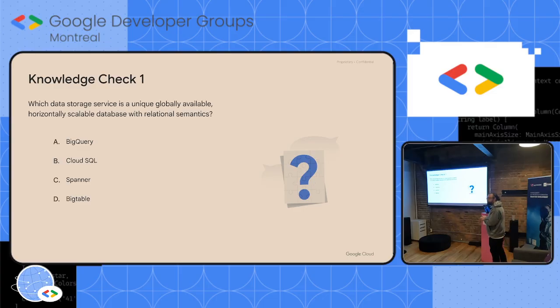So whenever we see global, that means Spanner, most of the time. Because for Cloud SQL, I was not sure about horizontal, but for sure it's not globally available, it's regional, right?